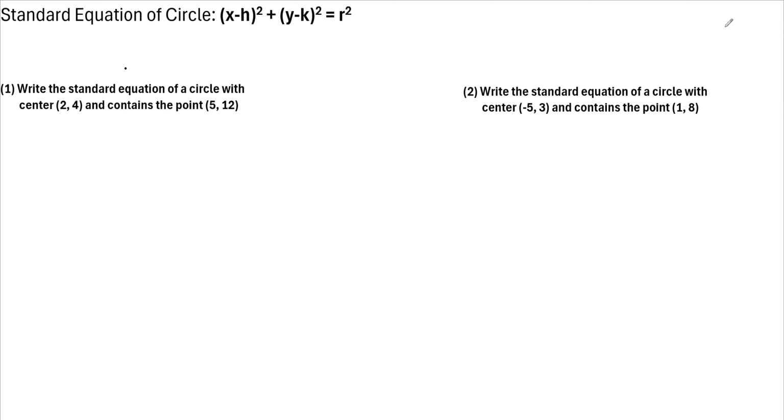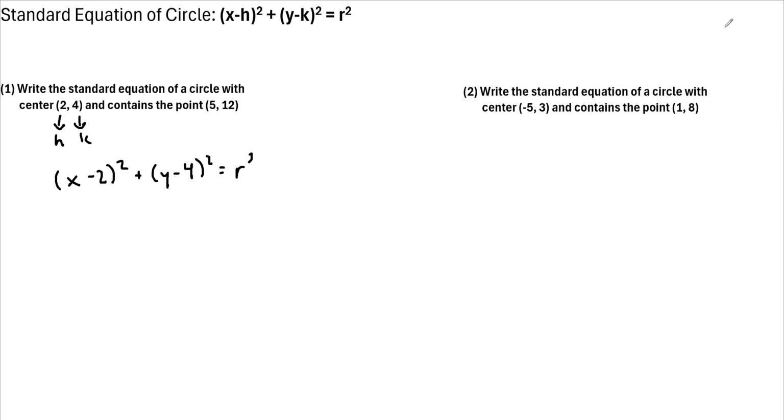I have a couple examples for us to work through here. Let's check out the first one. Write the standard equation of a circle with the center at (2, 4), and it contains the point (5, 12). The center of the circle, these coordinates 2, 4, represent the h and the k in our equation. So we can fill those in: (x - 2)² + (y - 4)² = r².